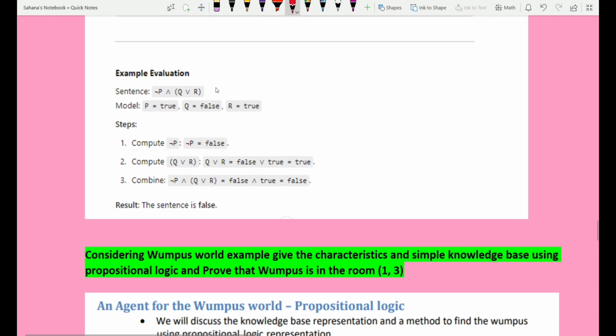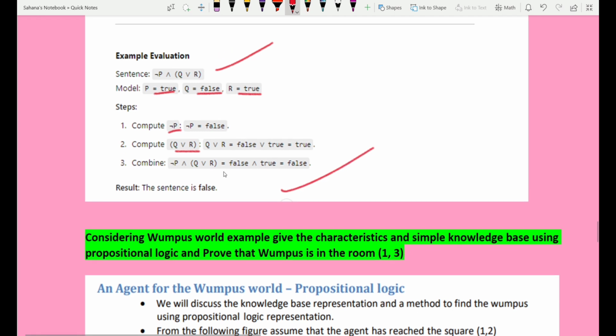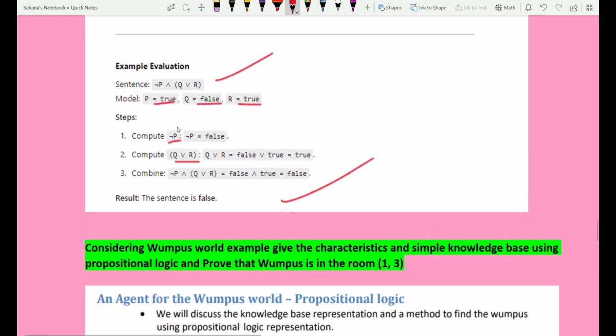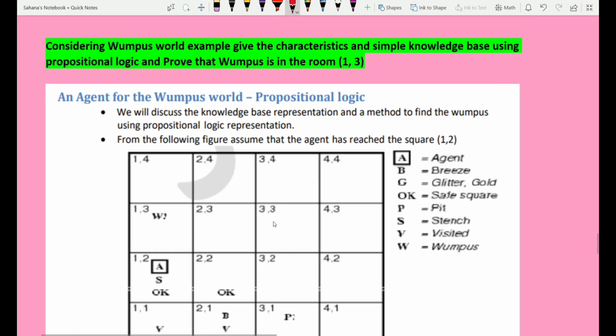Examples: this is a sentence, and the model is P equals true, Q equals false, R equals true. Compute: negation of P is false, since P is true. Then Q is false, false or true, you will get true. Then if you combine all this with the and operator, false and true, we will get false. That sentence is false. Now this is an important question, they might ask for 10 marks.